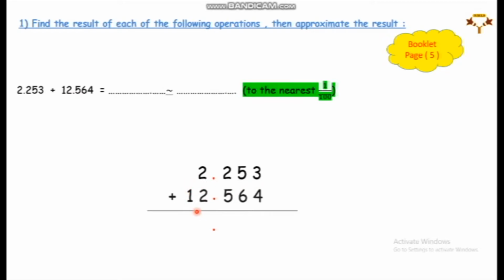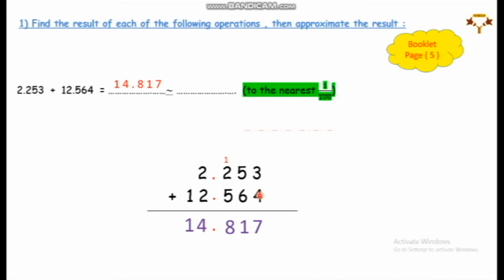And what will you do next? You have to figure out the answer. So 3 plus 4 equals 7, 5 plus 6 equals 11, write 1 and carry 1, 1 plus 2 equals 3, 3 plus 5 equals 8, excellent. And now 2 plus 2 equals 4, and the 1 will be brought down. So the answer of this operation equals 14.817.